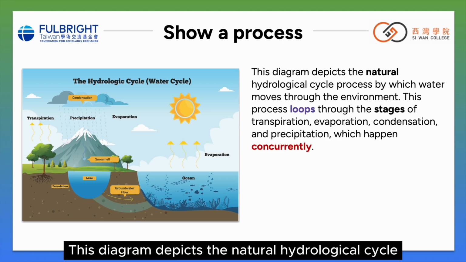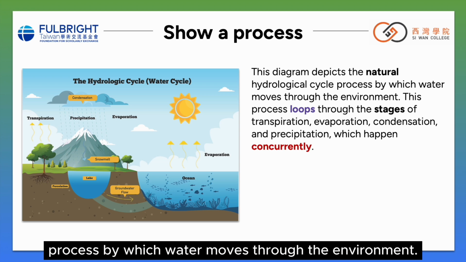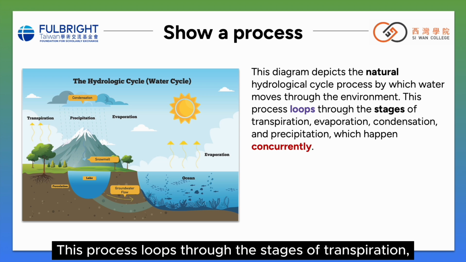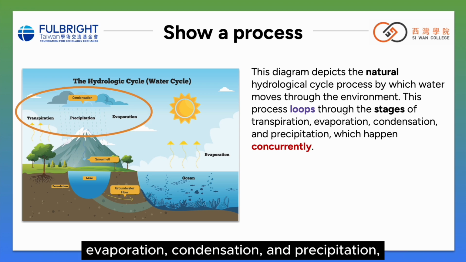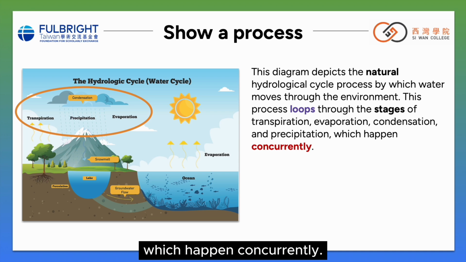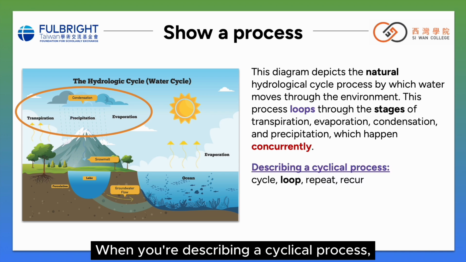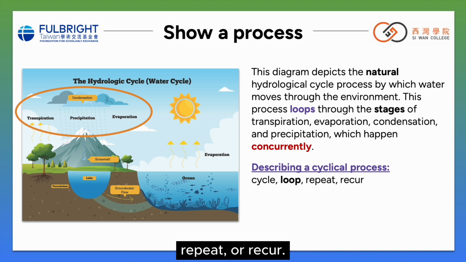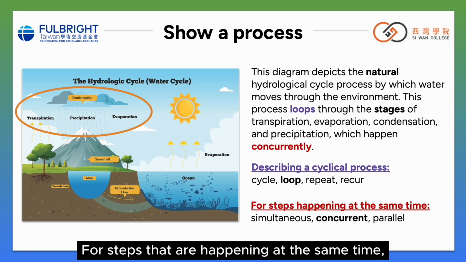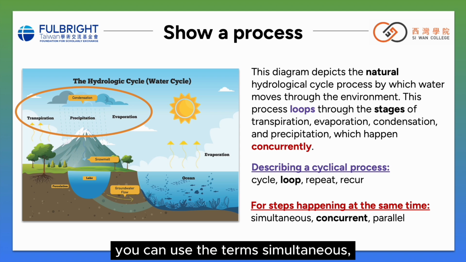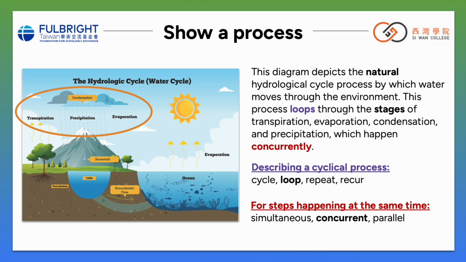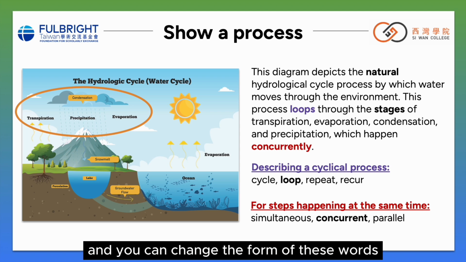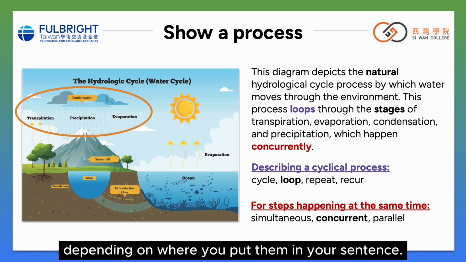This diagram depicts the natural hydrological cycle process by which water moves through the environment. This process loops through the stages of transpiration, evaporation, condensation, and precipitation, which happen concurrently. When you're describing a cyclical process, you can use the terms cycle, loop, repeat, or recur. For steps that are happening at the same time, you can use the terms simultaneous, concurrent, or parallel. And you can change the form of these words depending on where you put them in your sentence.